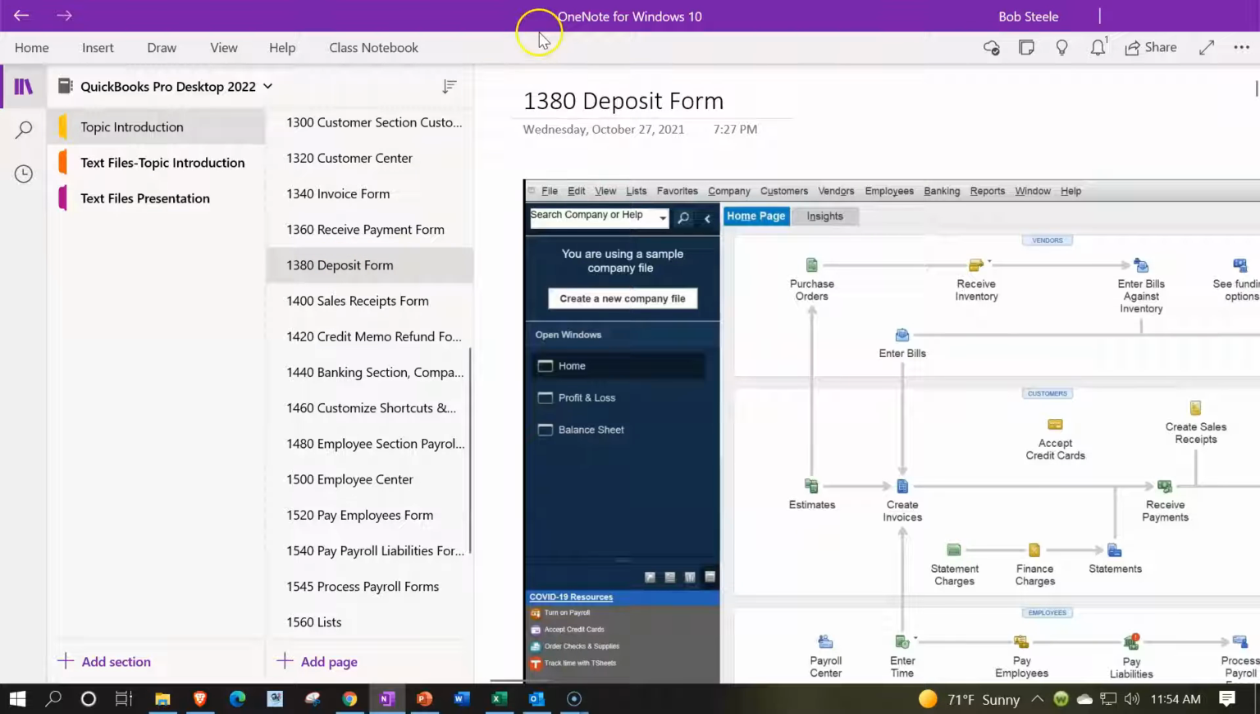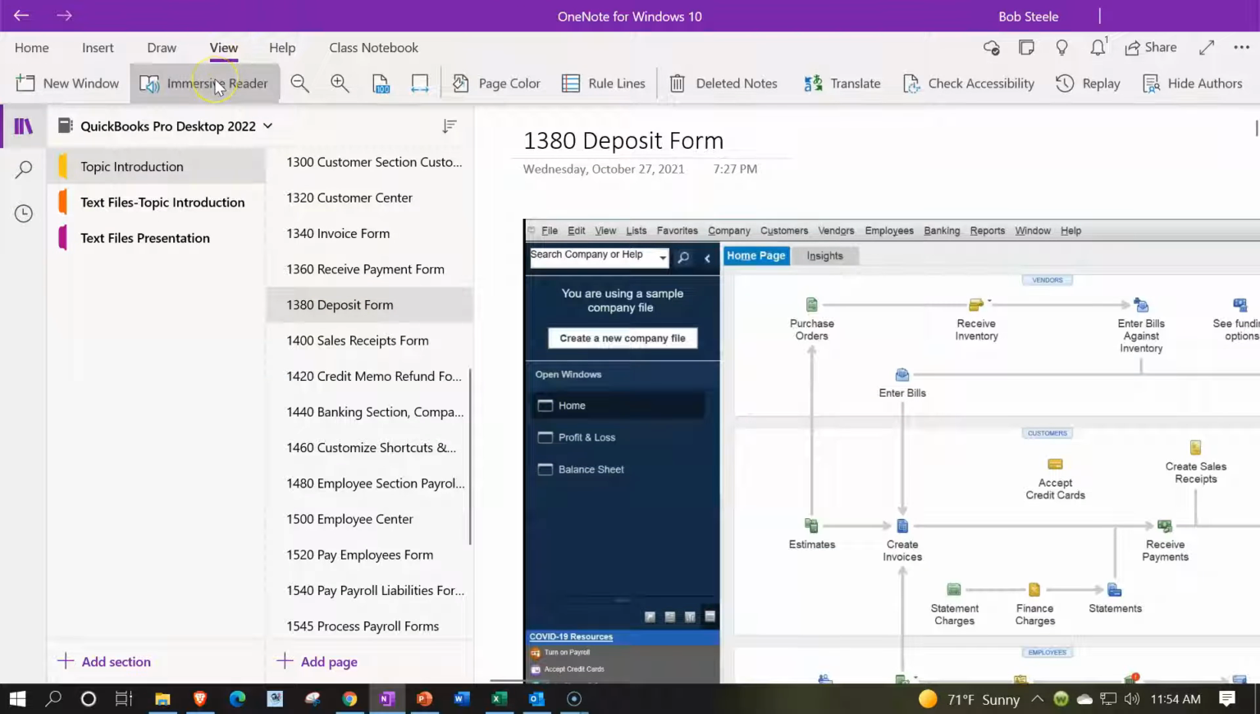Also note, when using OneNote, take a look at the Immersive Reader tool. Topic Introductions also in the text area, same name, same number, but with transcripts. Transcripts that can be translated into multiple different languages and either listened to or read in them.